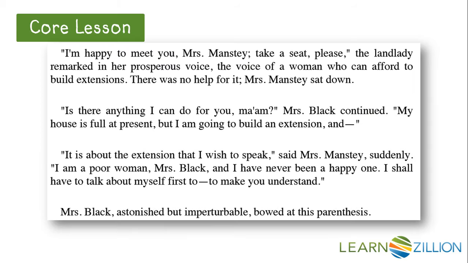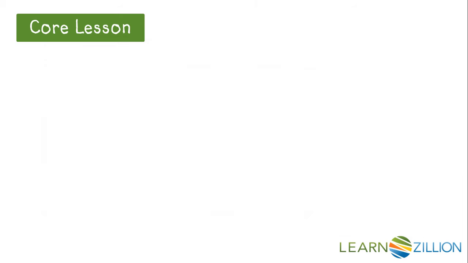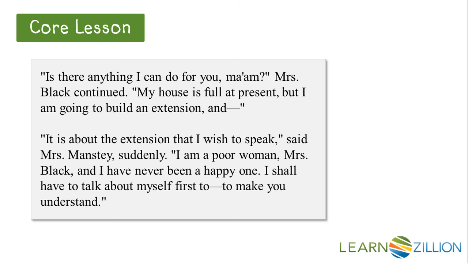For this lesson, we are going to focus our attention on page 6. This is the first time Mrs. Manstey confronts Mrs. Black about building the extension. As we read the text, we are going to circle the dashes.